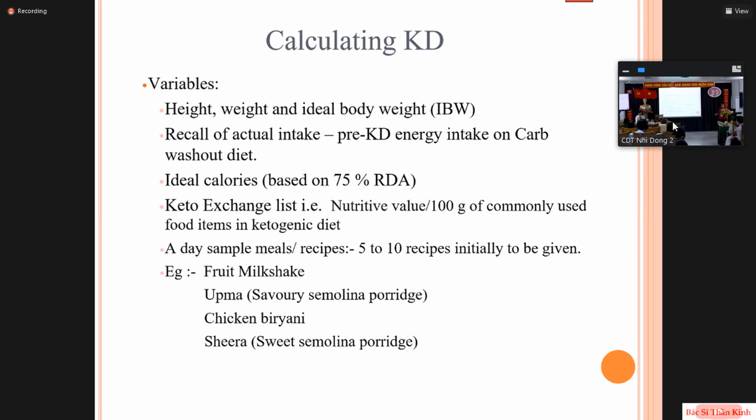We do not follow the fasting protocol at our center. We start a patient on a pre-KD carbohydrate washout diet, where less than 5 grams of carbohydrates is given in the entire day, and protein and fat are given ad libitum until the patient achieves optimal 4+ urine ketones. We take a 24-hour recall of the washout diet as well. We then calculate the ideal calories, based on 75% of the recommended dietary allowance. We also refer to the keto exchange list when we do the calculation. This is a list of the nutritive values of 100 grams of commonly used food items in the ketogenic diet.